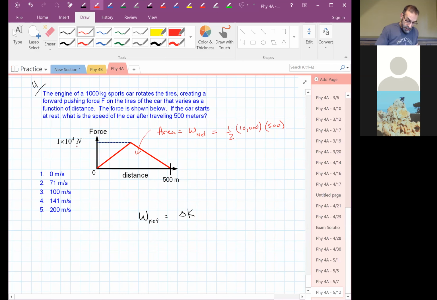And our change in kinetic energy, 1/2 mv final squared minus 1/2 mv initial squared. It said it started from rest. So what do we get here? We get 2,500,000 is equal to 1/2. The mass was given.